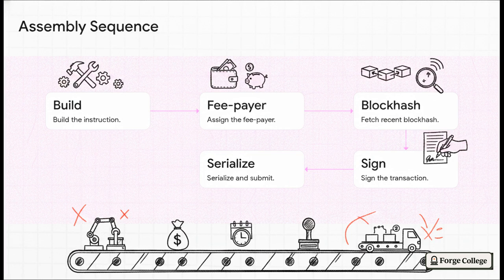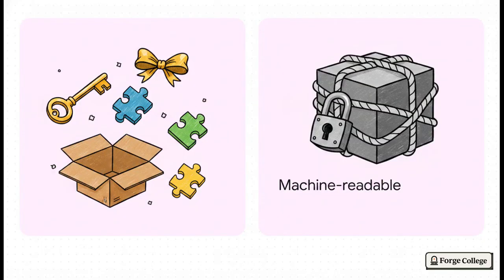Serialize and send. If you mix these up, like, say, if you try to sign it before you set the fee payer or fetch that fresh block hash, the Solana runtime will instantly reject it. I mean, you can't put the roof on the car before you've built the chassis, right? And order matters so much here because of the sheer difference between human-readable and machine-readable data.